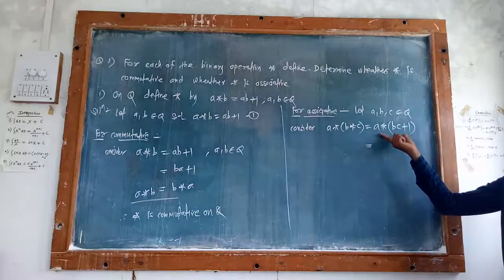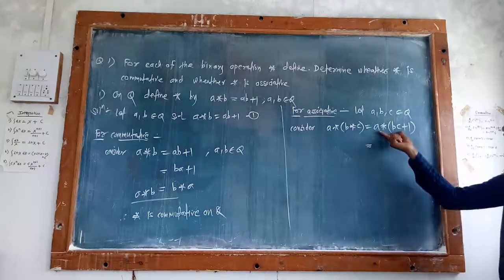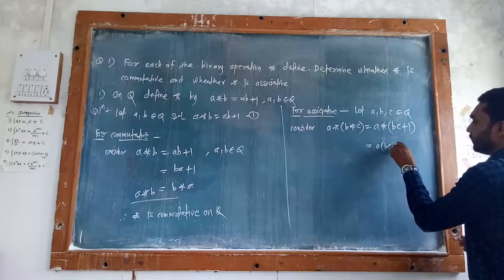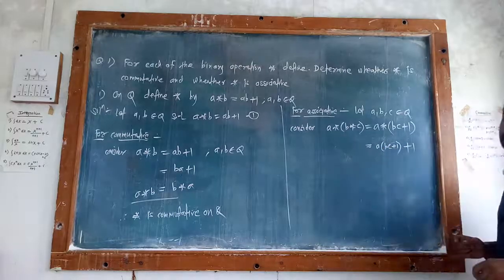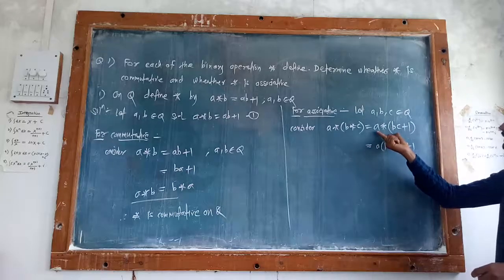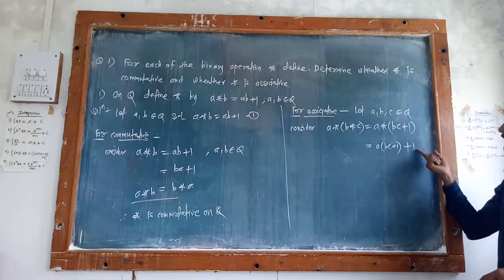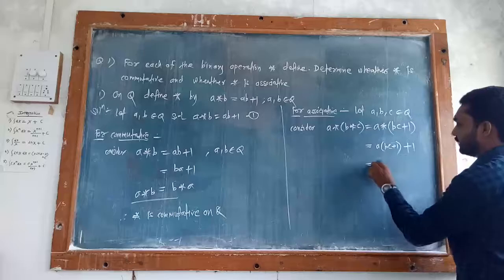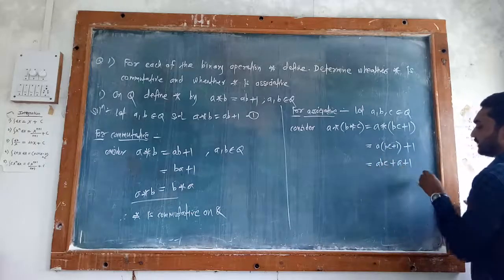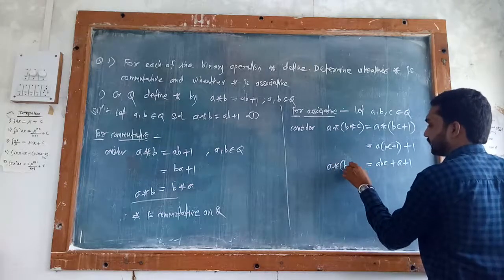Now we have to find the star of those two values. From equation 1, star of two values means take the product of those two values and add 1. That is A into BC plus 1, as it is, and then plus 1. Now simplify this. A into BC becomes ABC, so we get ABC plus A plus 1. This is the value of A star with B star C.